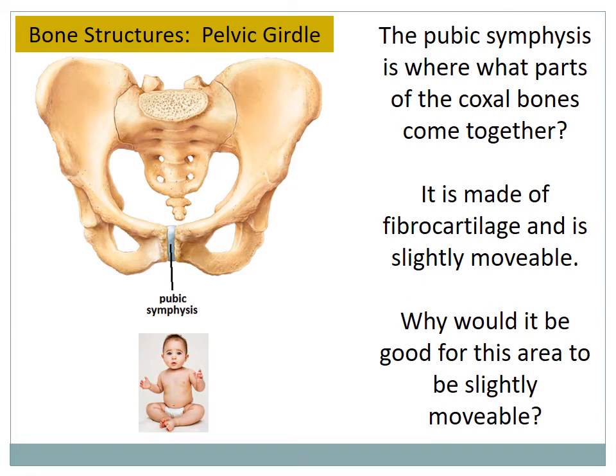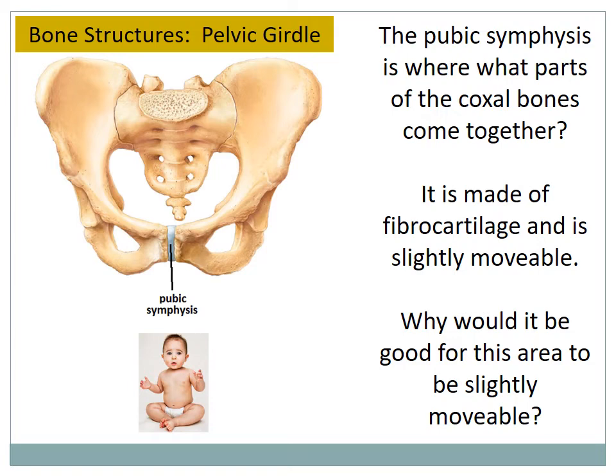Alright, so looking at the entire pelvic girdle, we've gotten through the coxal bones and now we put them together. We can see the two pubis are coming together right there, and we have some nice structures that hopefully look familiar. So the pubic symphysis is where what parts of the coxal bones come together?